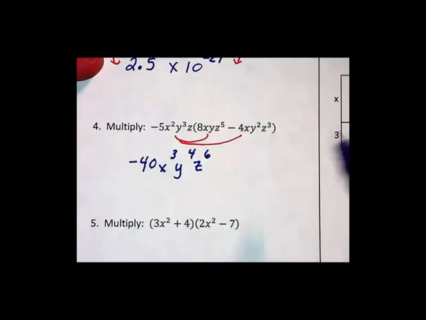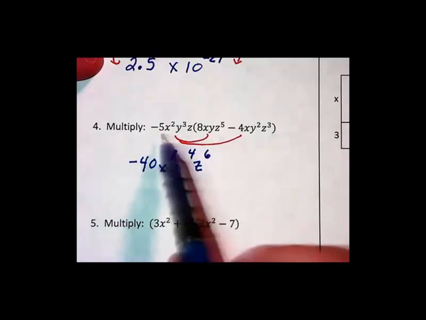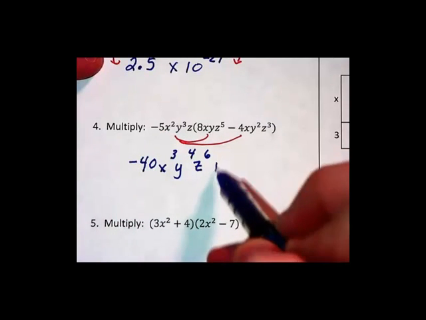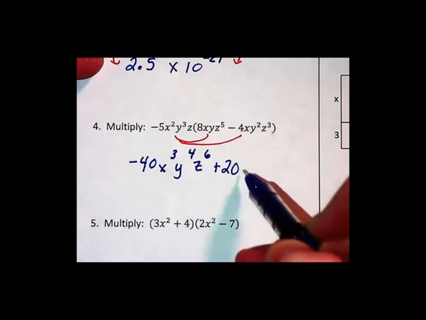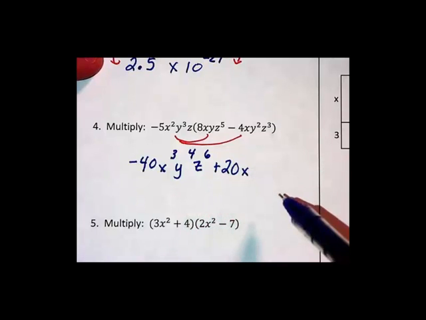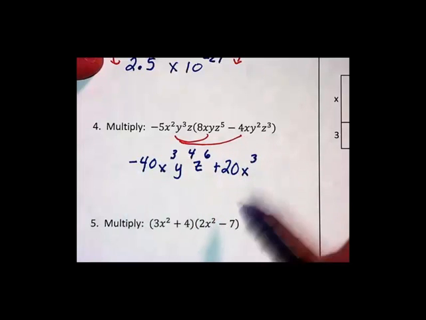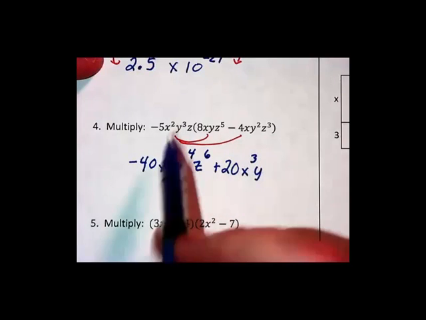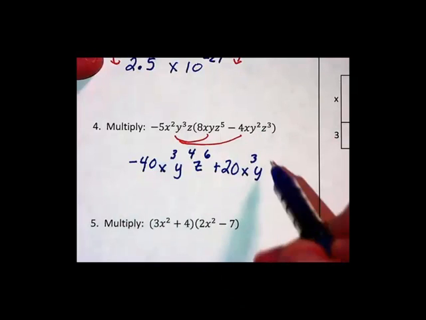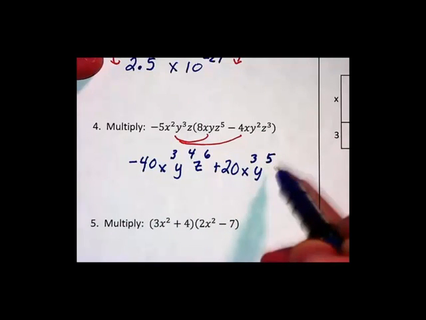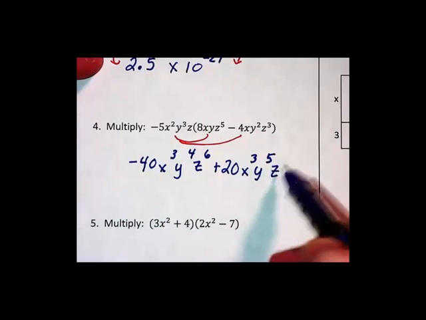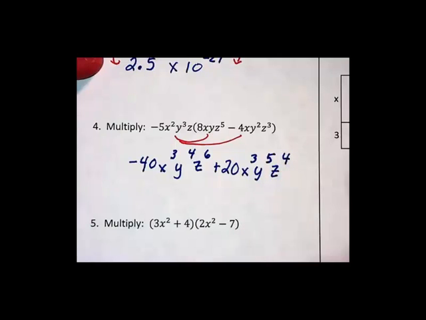We now start all over again with the coefficients. Negative 5 times negative 4 makes positive 20. We add exponents for each variable. We get x to the 2nd, x to the 1st, add up to x to the 3rd. We move on to y's. Y to the 3rd, y to the 2nd adds up to y to the 5th. And for the z's we get 1 plus 3 making z to the 4th.